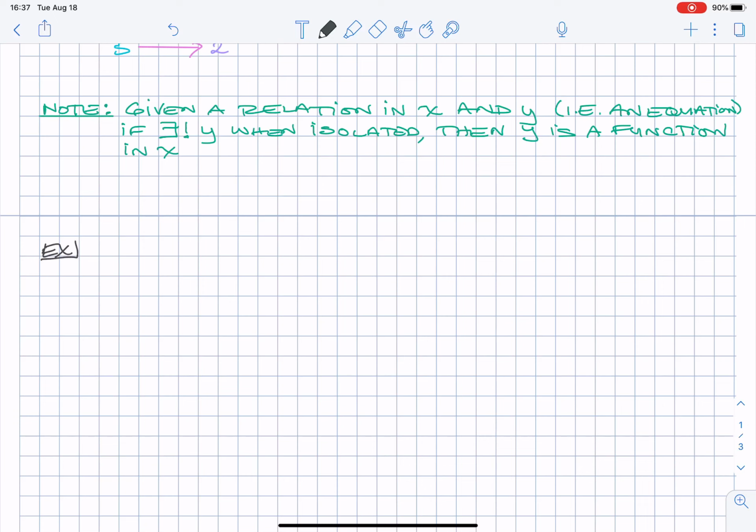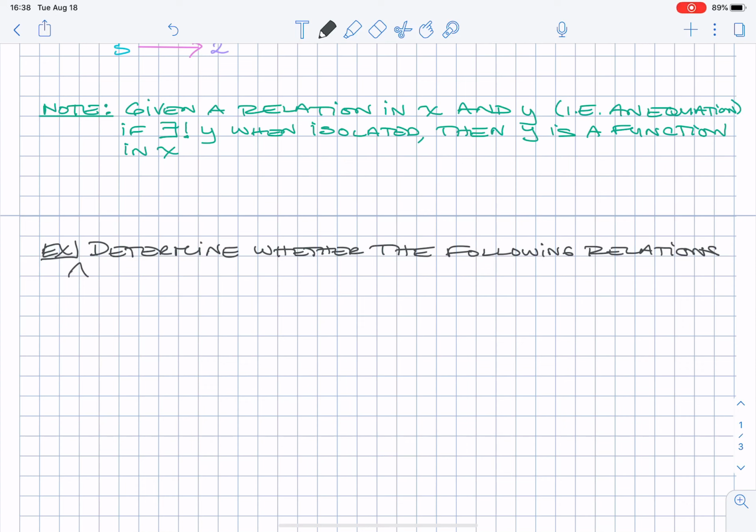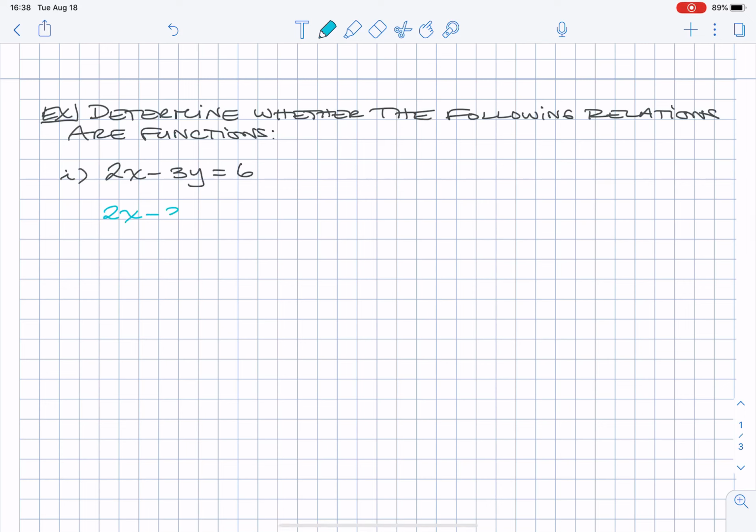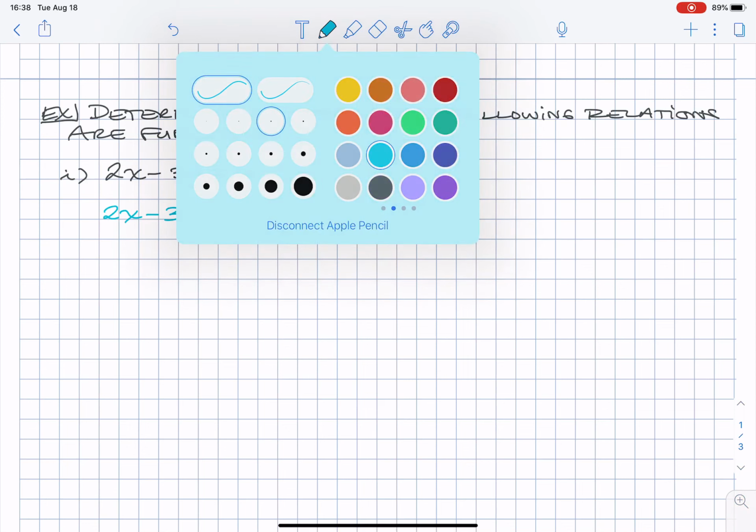So for example, determine whether the following relations are functions, period. So number one, let's say I have 2x minus 3y is equal to 6. So my goal is to solve for y. So let's say I have 2x minus 3 times y, I'll do y in purple, because that's the guy I want to isolate, is equal to 6.